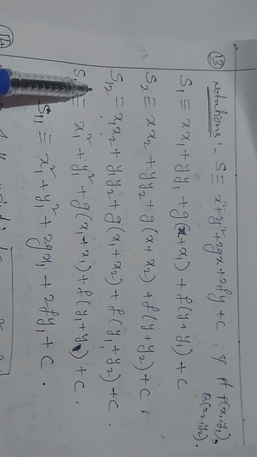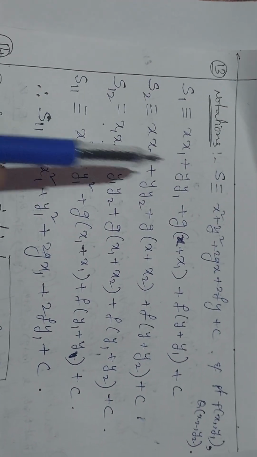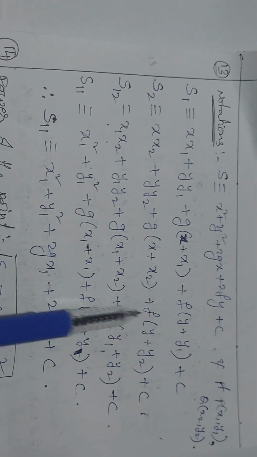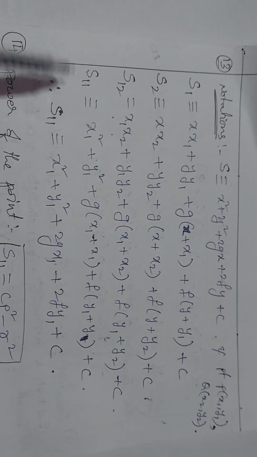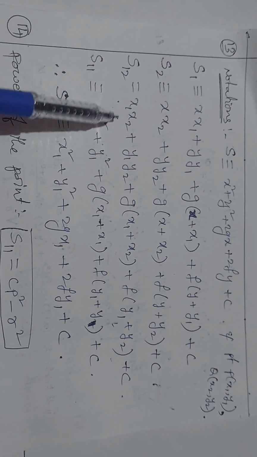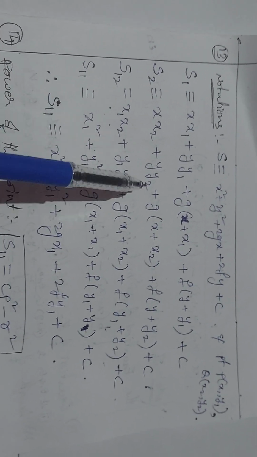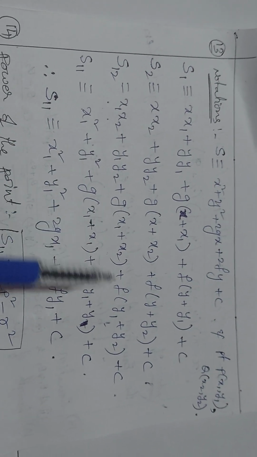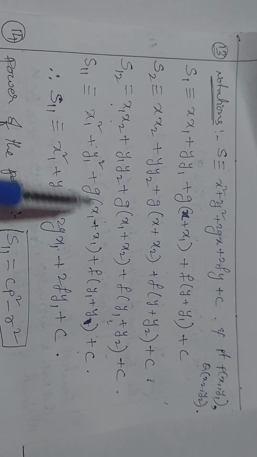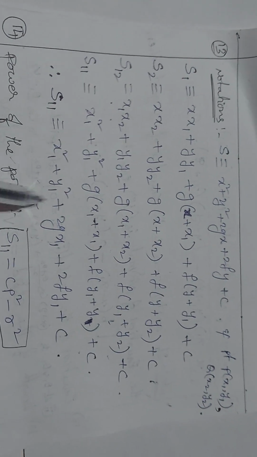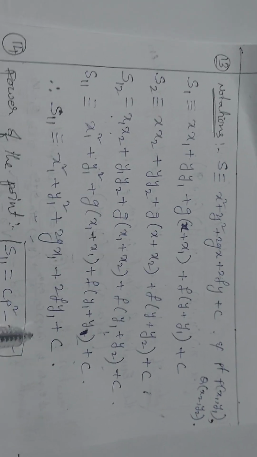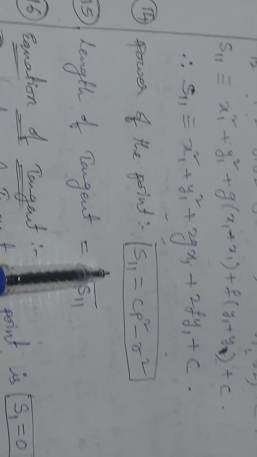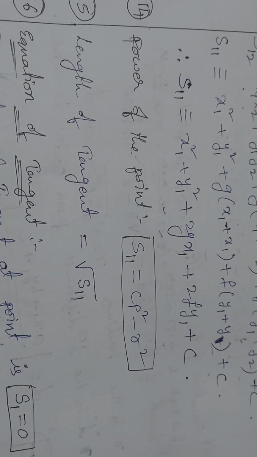Next, S12 means one is 1, another is 2. So here it will be x1 x2 plus y1 y2 plus g of x1 plus x2 plus f of y1 plus y2 plus c. S11 means both are x1 only. So it will be x1 x1, y1 y1, and g of x1 plus x1, f of y1 plus y1, plus c. Simply it is x1 square plus y1 square plus 2gx1 plus 2fy1 plus c. Power of the point: S11 is equal to CP square minus r square.